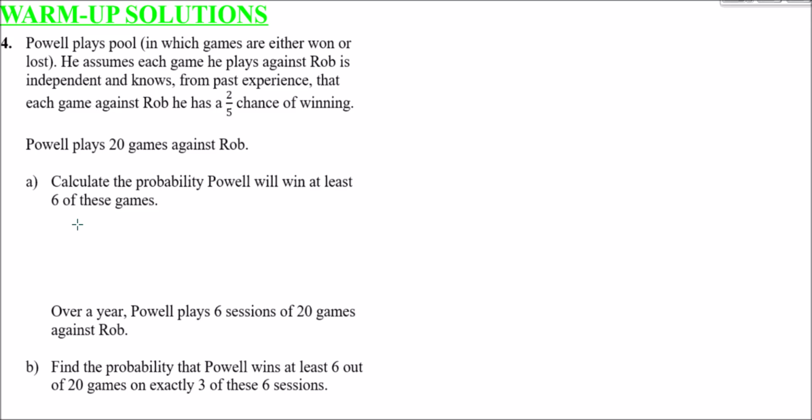What you need to infer here is if it's pool, it's either win or lose. Each game is independent, and we have a fixed number of games. This is going to be a binomial distribution. That's the key spot that you need to make. It's going to be a binomial distribution model.